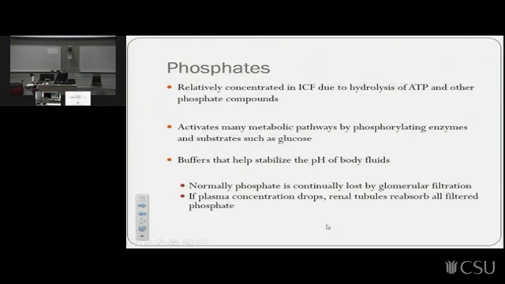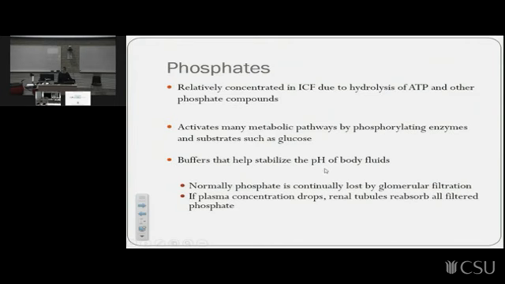So phosphates, they're relatively concentrated in the intracellular fluid due to hydrolysis of ATP and other phosphate compounds. So every process that relies on ATP in the body will then rely on these phosphate compounds. So these activate many metabolic pathways by phosphorylating enzymes and substrates such as glucose. So it's just the breaking down of those substrates is done by the phosphorylation. Phosphates also work as buffers that help to stabilise the pH of body fluids.